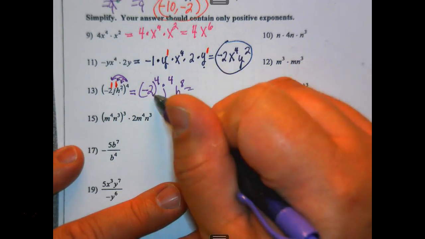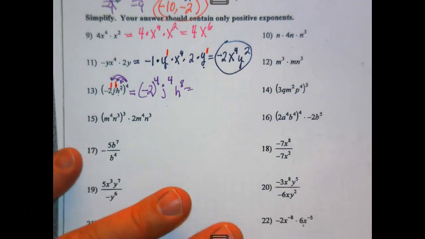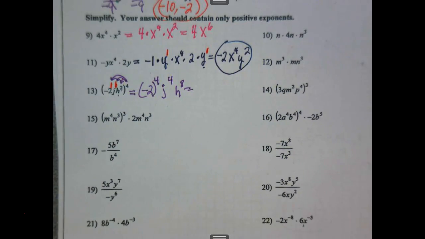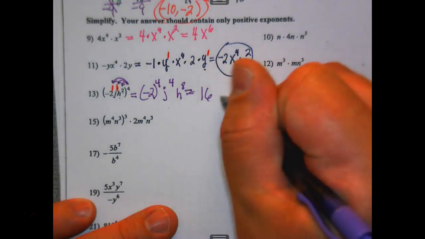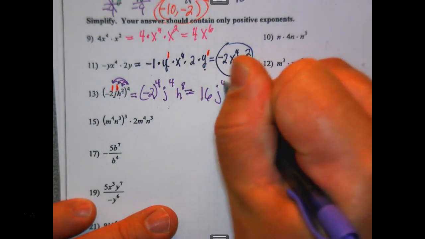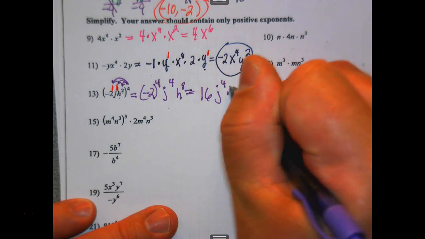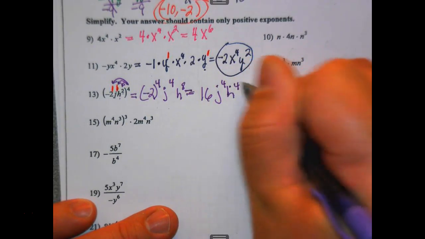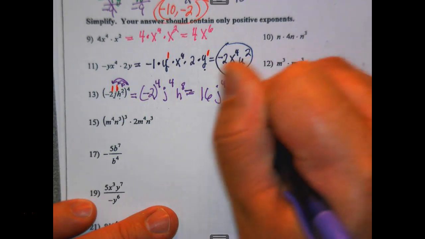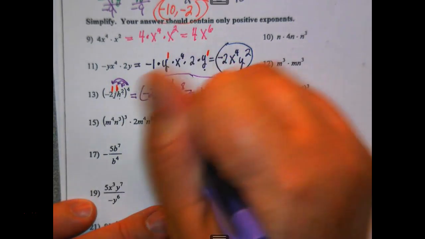Now, if you want to multiply that out, go ahead, put it in your calculator. Make sure you use parentheses, and you're going to get 16. You don't have to, though. Oh, that's 8. Either one of these is going to be okay.